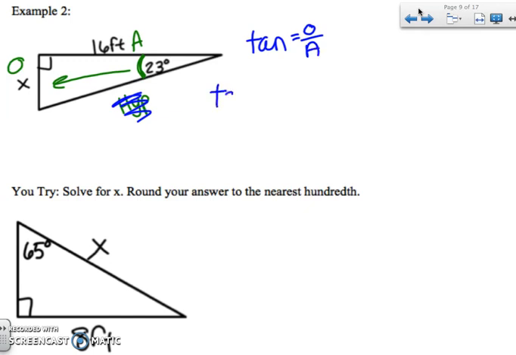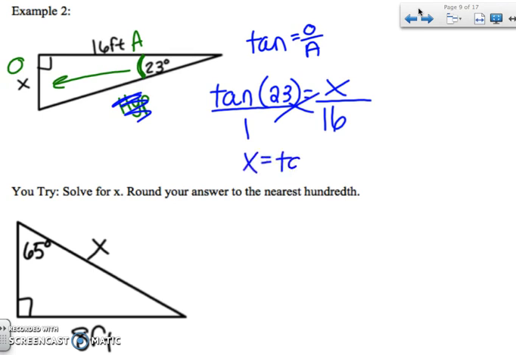So first off, I'm going to write tangent, and your angle always goes in your parentheses, equals opposite over adjacent. So I'm going to say x over 16, okay? So x is up high. I'm going to cross multiply. So it's the same thing as putting it over 1 and cross multiplying. So x equals tangent of 23 times 16. Okay? So let's type that in the calculator.